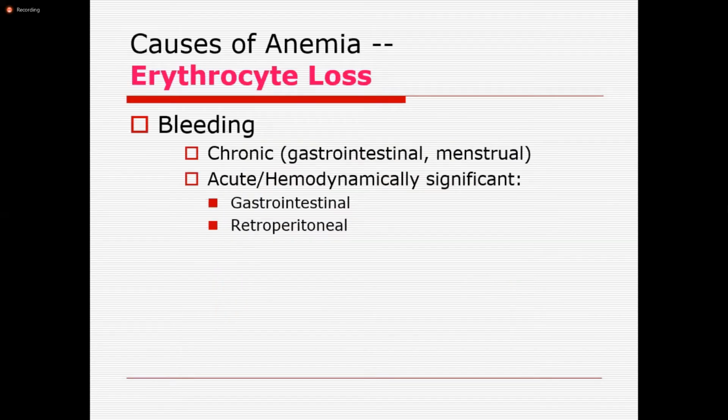So the causes of anemia, because it's of paramount importance that unless we know the cause of decreased hemoglobin concentration or anemia, we won't be able to treat that patient properly. So blood loss, erythrocytes, bleeding, chronic GI bleed, menstrual losses, acute hemolysis, significant GI and retroperitoneal bleeds may all lead to blood loss anemia.